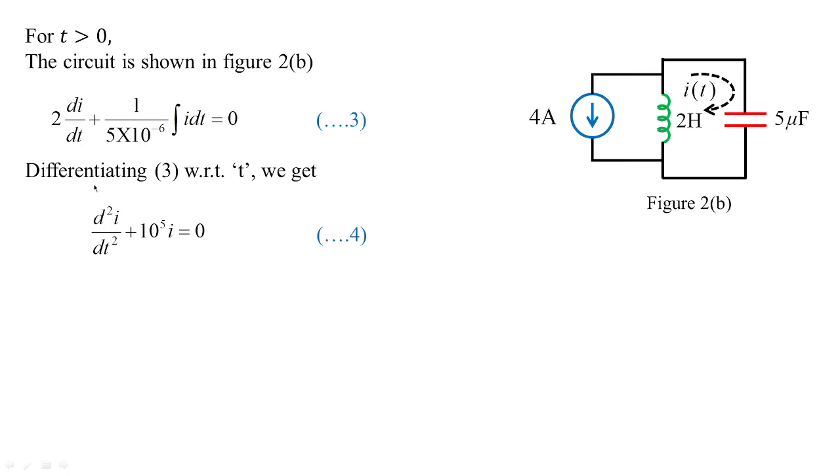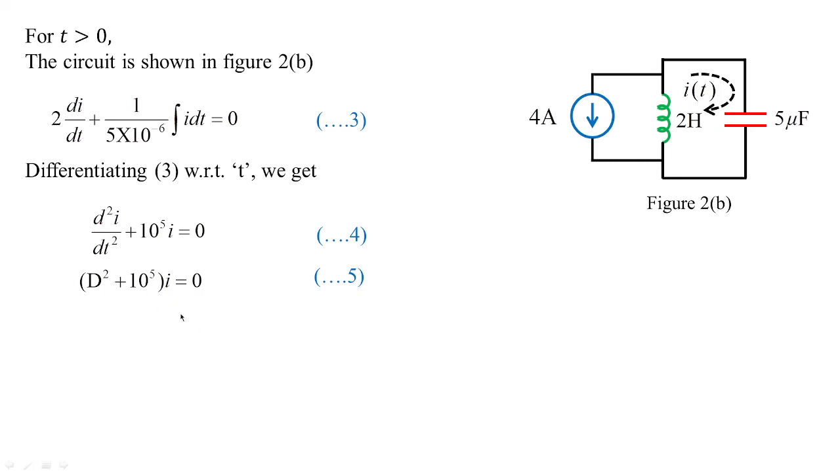And anyhow we have differentiated: d square I by dt square plus 10 to the power of 5 times the differentiation of the integral, whose value is I, which is equal to 0. Thus equation 4 is framed from equation 3. Now just find out the roots for this equation 4. So I'm changing it to the auxiliary equation. It becomes d square plus 10 to the power of 5 times I equal to 0.